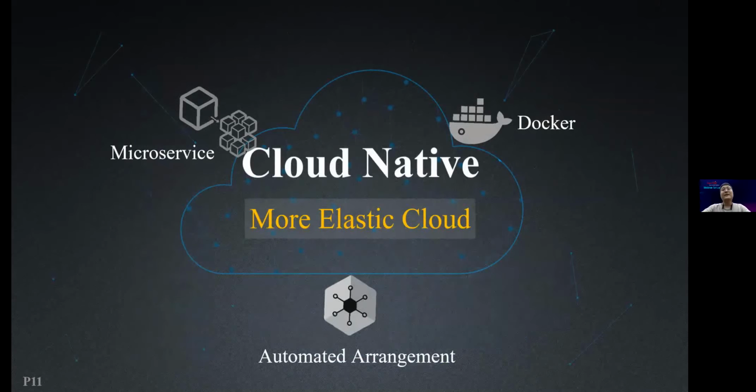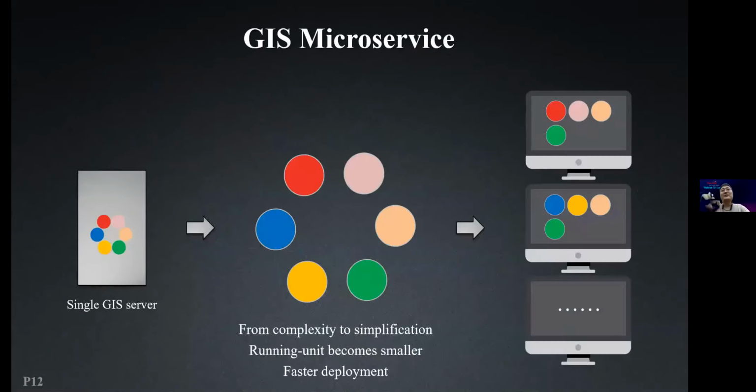But what is Cloud Native? Cloud Native means a more elastic cloud, and it has mainly 3 features. The first one is microservice, the second one is Docker, and the last one is automated arrangement. GIS microservice means that in the traditional GIS system, the minimum unit is the single GIS server, and there are multiple services included in the single server. But in microservice, the minimum unit is the service.